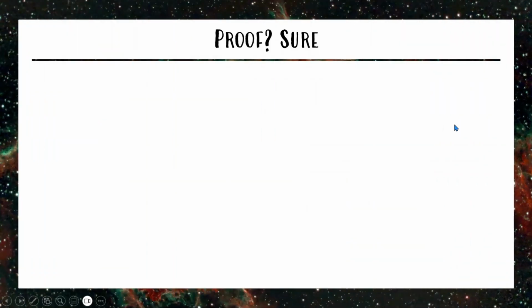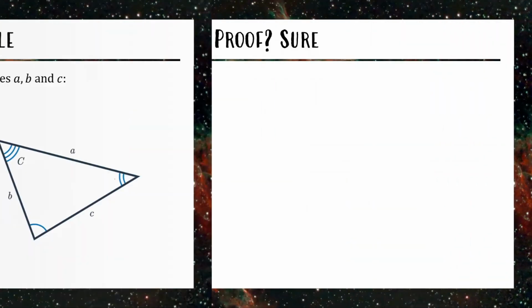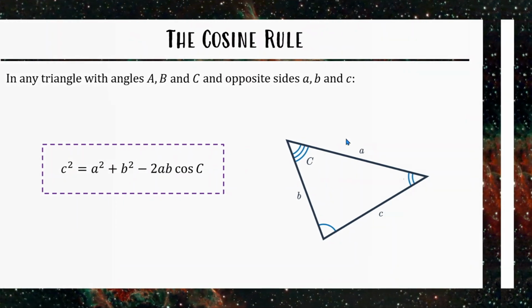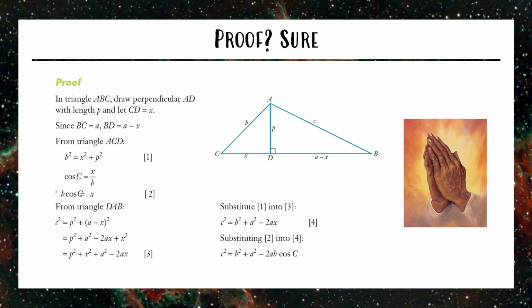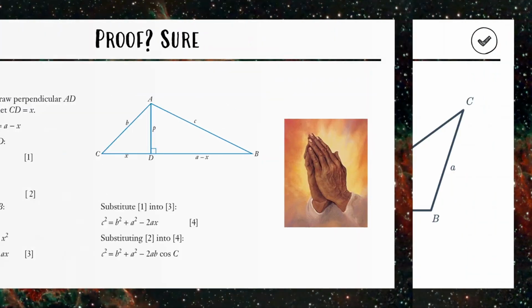Before we do that, if you don't believe me that this equation works, here is a quick little proof of the cosine rule. If you want to pause and ingest that, it's obviously very interesting. Or you can do what I do, which is to ignore the proof and just have faith that the equation works and use it anyway. So let's do that instead.